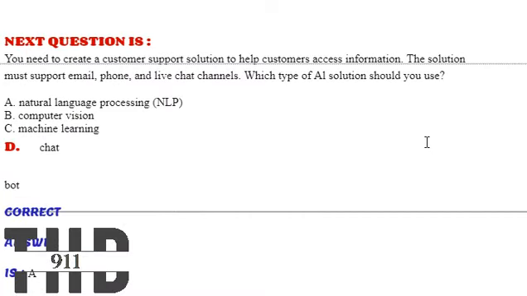Next one. You need to create a customer support solution to help customers access information. The solution must support email, phone, and live chat channels. Which type of AI solution should you use? Option A, natural language processing. Option B, computer vision. Option C, machine learning. Option D, chatbot. The correct answer is option A, that is natural language processing.